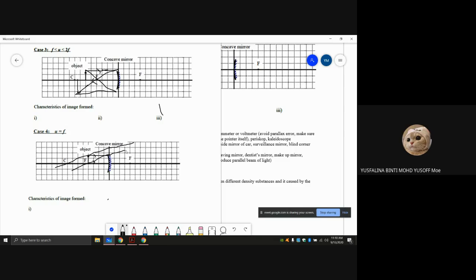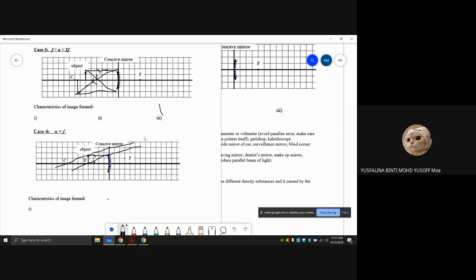As you can see, there is no image formed here. There is no intersection here, because the other one had an intersection, but this one has none. So it means the image is at infinity. We don't know where. If you make it longer, they will not intercept each other. So the image is at infinity, and the image will be formed behind the mirror, so this one should be virtual.